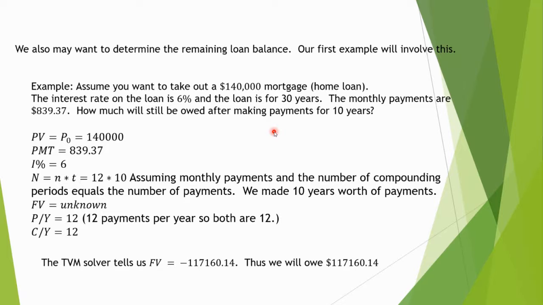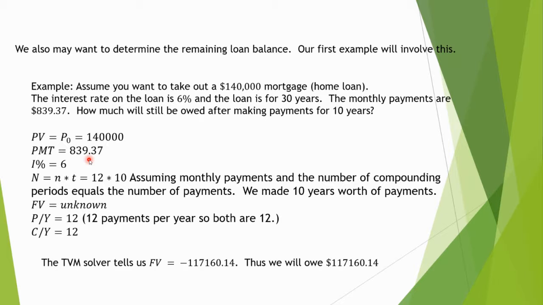Okay, well, we can use that TVM solver. I'm guessing you can use the formula. It's just the parameters might be a little bit different. I think what would happen is T would be 10, but everything else you would know. But we can use that TVM solver. Namely, we have $140,000 from before. The monthly payment is this. We got I, 6%. Capital N, remember, that's always little n times t.